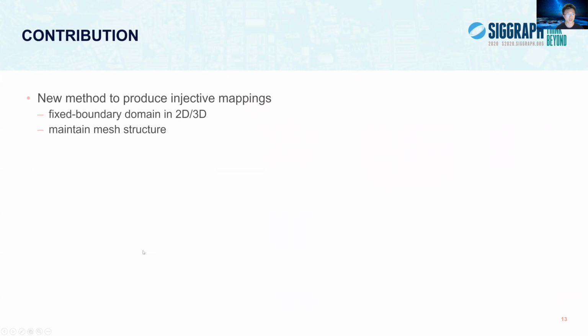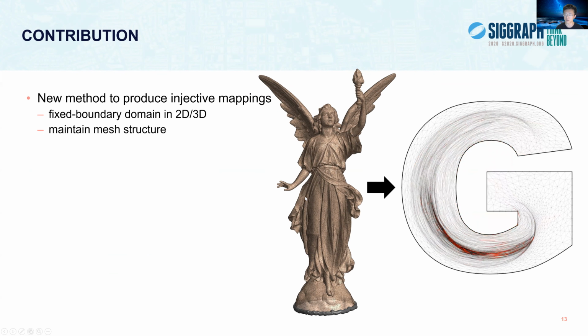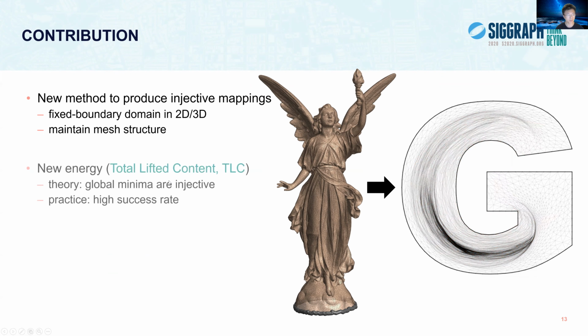Our contribution is a new method to produce injective mappings into fixed boundary domains in 2D and 3D, while maintaining mesh structure. Here we show how our method computes an injective mapping from the Lucy model to the letter G. The key component of our contribution is a new energy called total lifted content, or TLC. In theory, the energy has this property: the global minima of this energy are always injective mappings. And in practice, this method shows a high success rate.